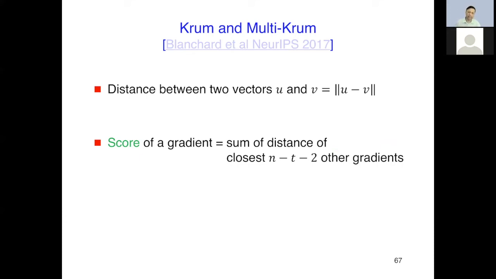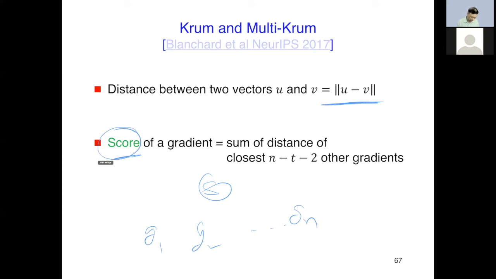Here is another filter that's called CRUM, and then a generalization of that called multi-CRUM. And so what does that filter do? So first define, I'm going to write the distance between two vectors u, v this way. This is the norm of u minus v. That's the distance. We're going to call it the distance between vectors u and v. And then we're going to define a score of a gradient. Remember that the server receives many gradients. Let's call them g1, g2, gn. And they're going to compute a score for each of these gradients.